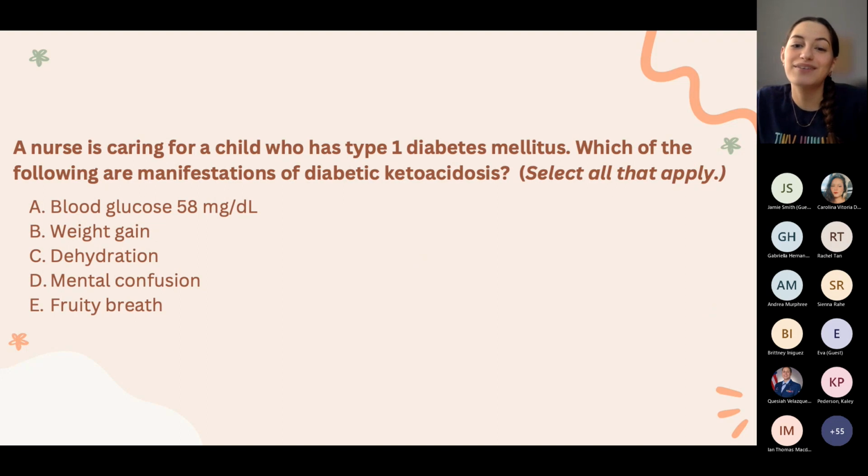All right. A nurse is caring for a child who has type 1 diabetes mellitus. Which of the following are manifestations of diabetic ketoacidosis? Select all that apply. Blood glucose of 58 milligrams, weight gain, dehydration, mental confusion, and fruity breath.